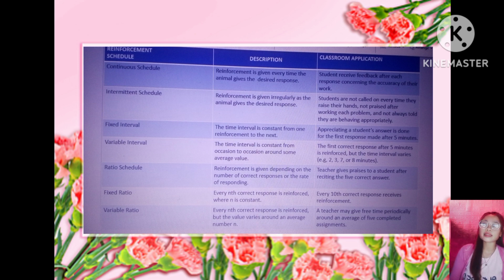So, next, intermittent schedule is when the reinforcement is given irregularly as the animal gives the desired response. So, students are not praised every time they raise their hands, or after working each problem, and not always when they are behaving appropriately. So, intermittent schedule is also known as partial.